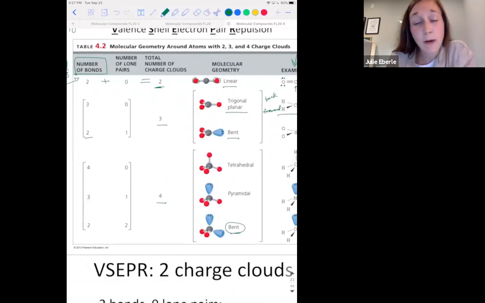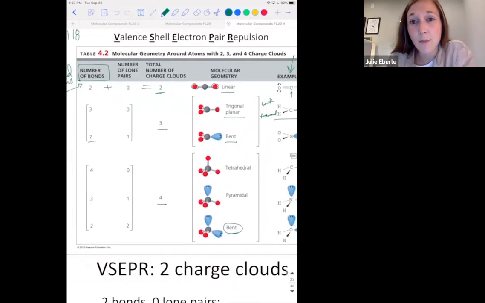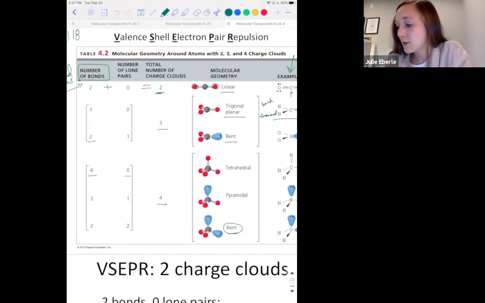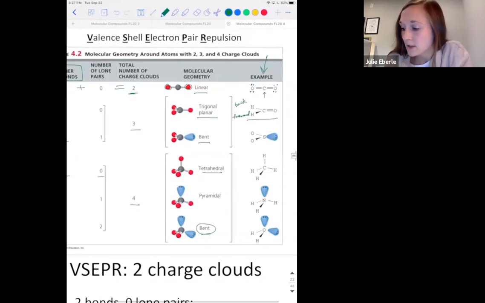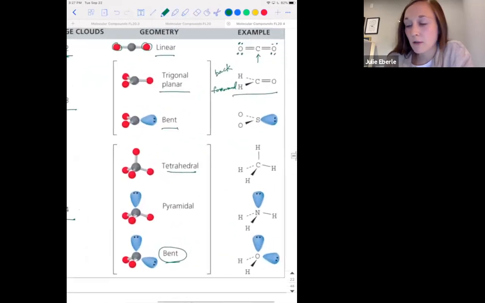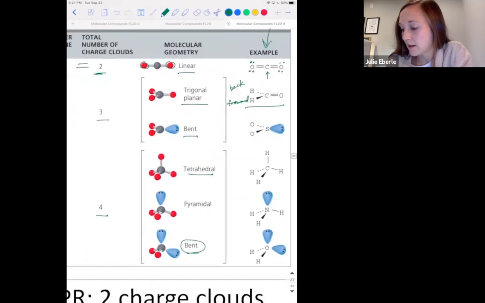You could have 4 bonded atoms. A great example of this is carbon. We know carbon always has 4 bonds and no lone pairs. Now, carbon doesn't always have 4 single bonds, but a lot of the time it does. Okay, so 4 bonded atoms, no lone pairs, 4 charge clouds. We call that tetrahedral. And again, here's kind of our poster child for that. Carbon with 4 hydrogens, molecule of methane.